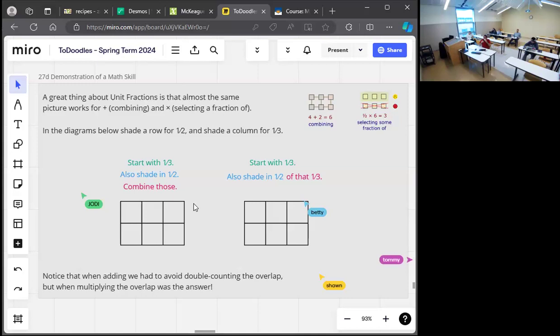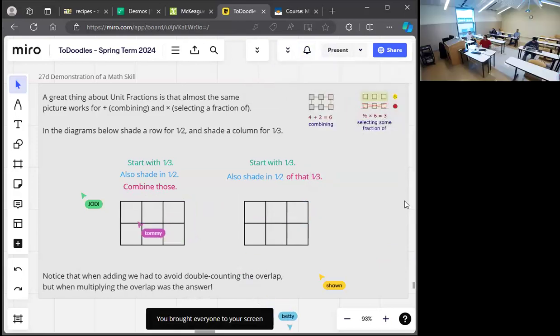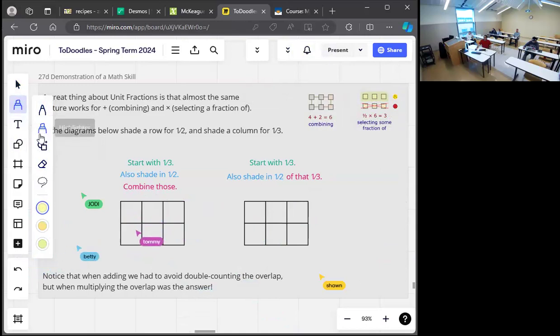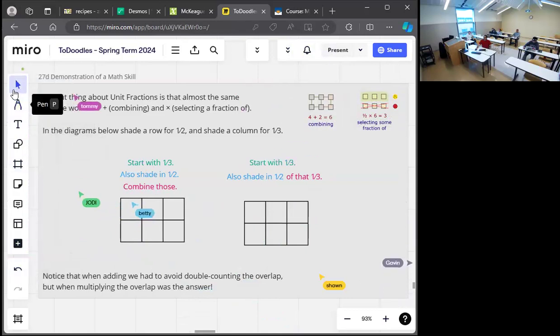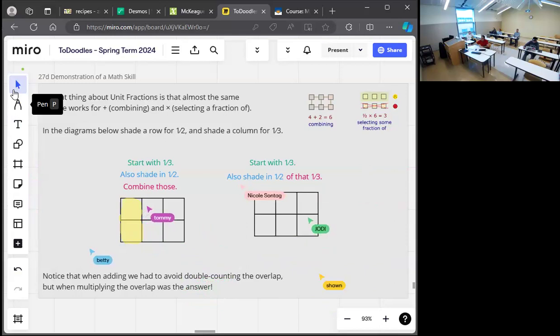So can someone start by shading 1/3 of the rectangle on the left? I'll bring everyone to me. So shade 1/3 of the rectangle on the left. You can use the thick highlighter tool, if that's easier to do. Okay, which one? Is that the right or the left? Okay, left means left. And okay, Betty has shaded 1/3 of that.